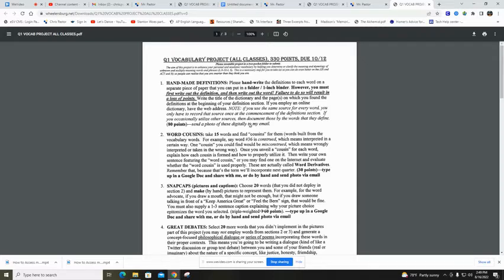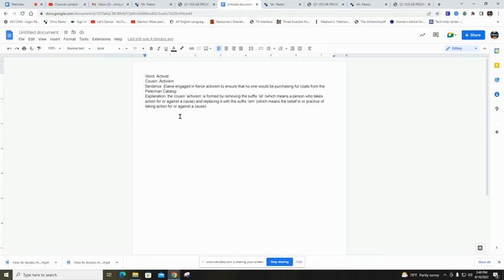I actually have a Google Doc right here with one done for you. The word is activist. The cousin is activism. The explanation is the cousin activism is formed by removing the suffix ist, which means a person who takes action for or against a cause, and replacing it with ism, which means the belief or practice of taking action for or against a cause. And I had a Seinfeld example.